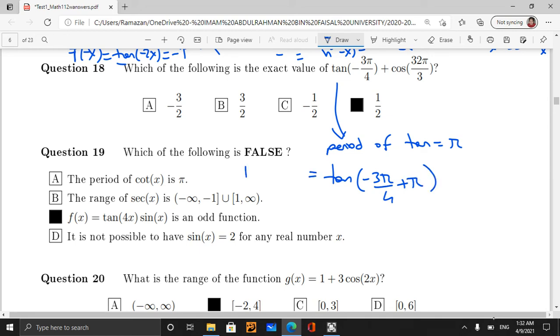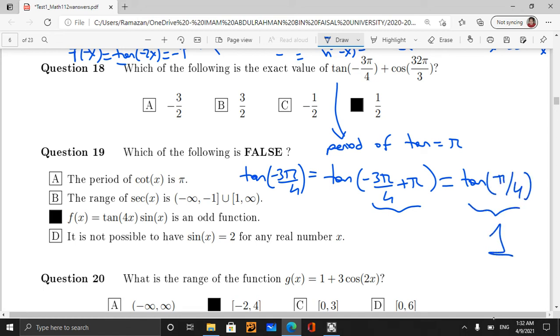So indeed, tangent 3 pi over 4 will be equal to this. When you add pi, you will end up with tangent pi over 4, which will give you 1. So this is 45 degrees, so we know this is 1. Okay, this part, we did it. Now, let's look at the other part here.